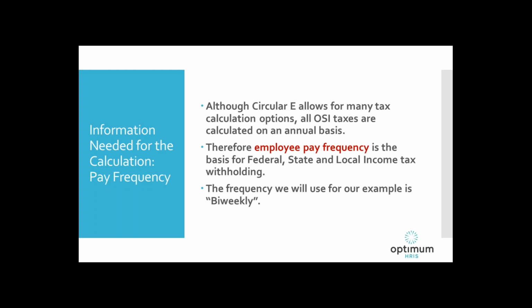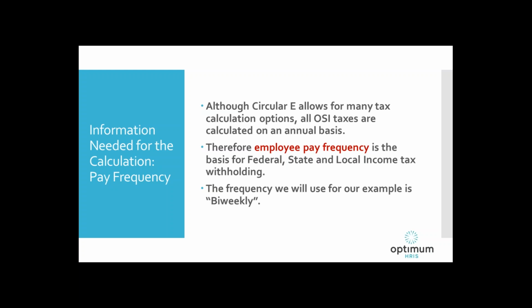The information that you need for the calculation consists of a couple of different very important things. And the first one of those is the Circular E. And the Circular E, of course, is also known as IRS Publication 15. And that provides guidance. It contains the actual tax tables that you'll use. The other very critical piece of information that you're going to need for this calculation is the employee's pay frequency.